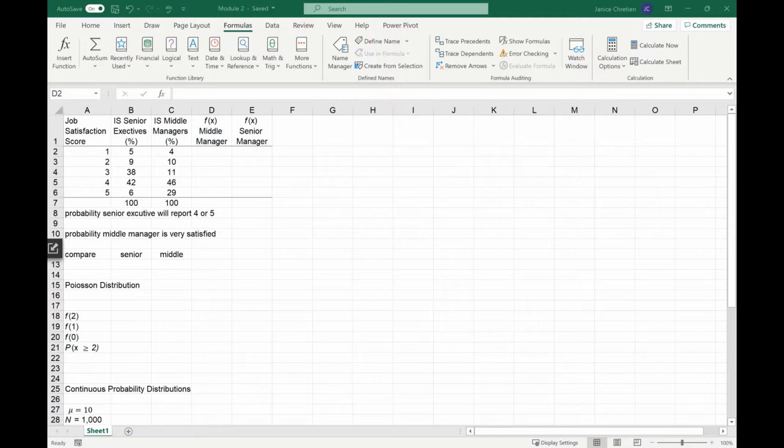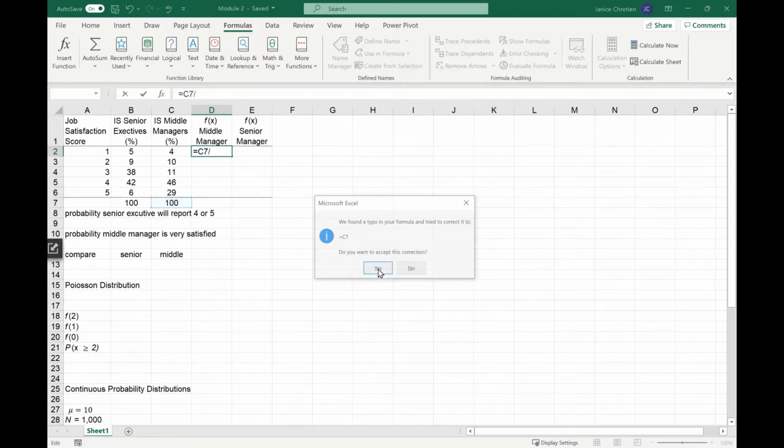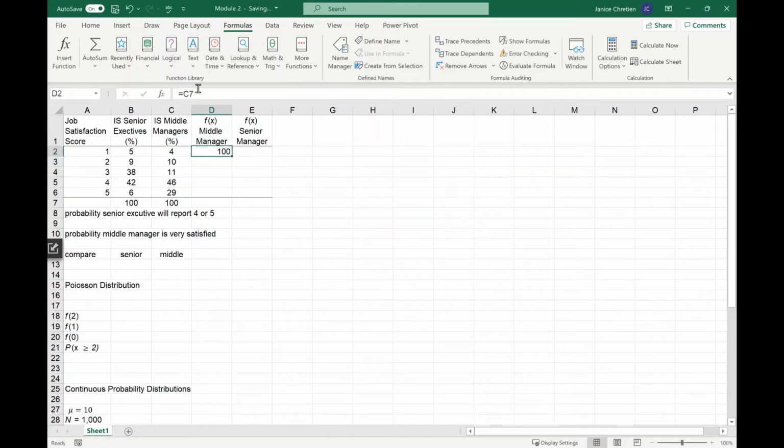So to do that, I've put the numbers from the question in Excel, and these are percentages, and they do equal 100%, which makes the math very, very easy. So to determine my middle manager is this column. So I've got C7 divided by 100. And so on and so forth. So then the next number, and then I will do the same for the senior manager.